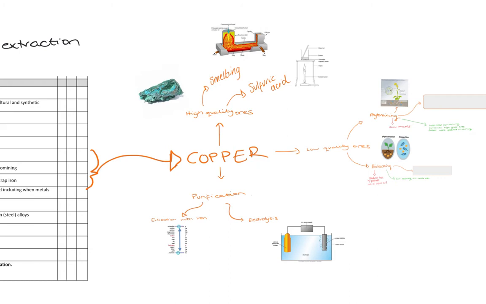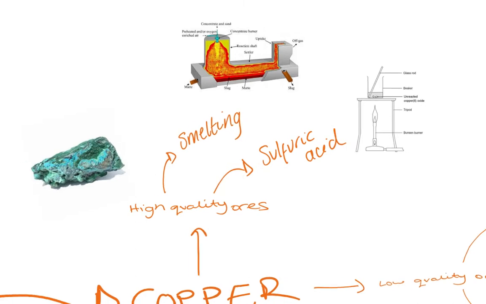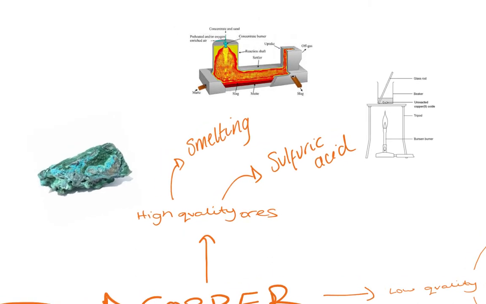ores, that's ores that contain a high percentage of copper, the extraction of low quality ores, and how we then purify what we get at the end. So firstly, looking at high quality ores. Now I want to really be clear here, the specification does not ask for much detail on this at all. But we need to be aware that ores come in different qualities because that will determine how we extract them.